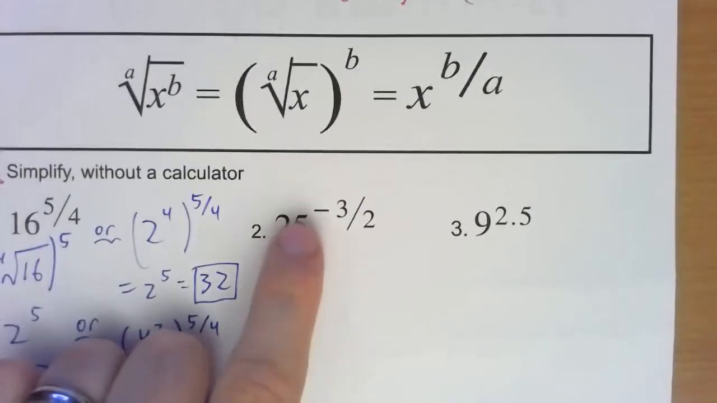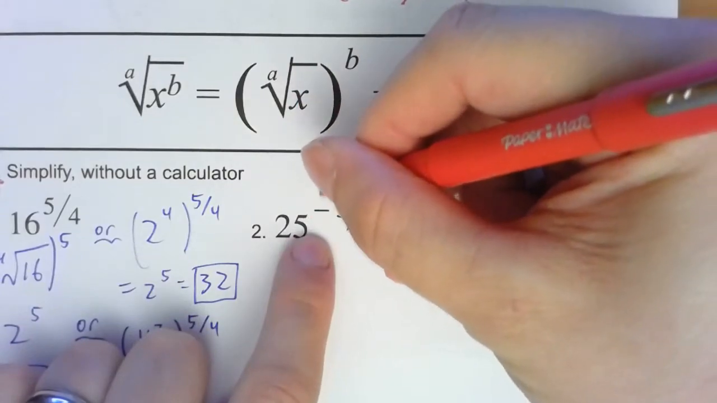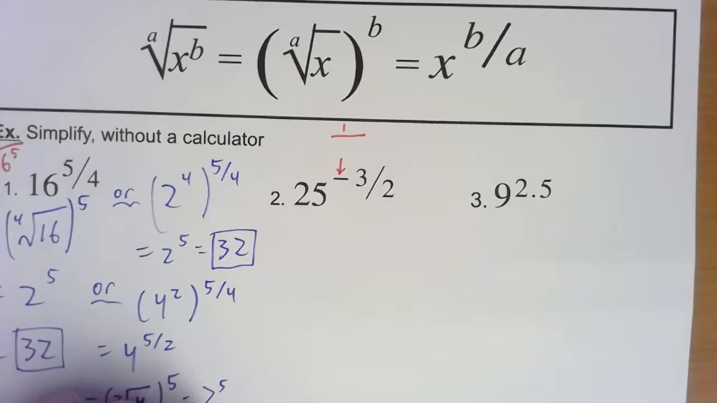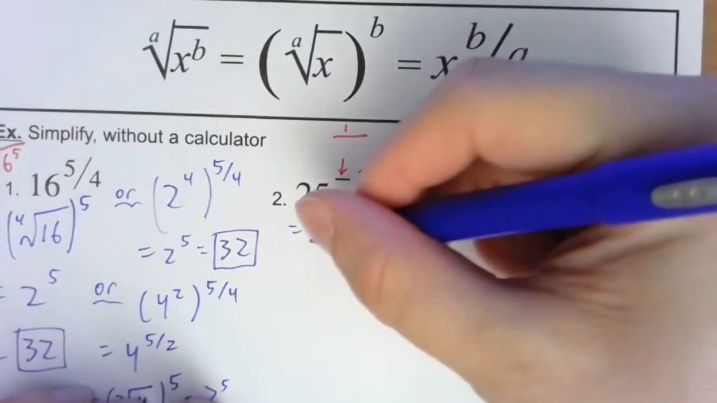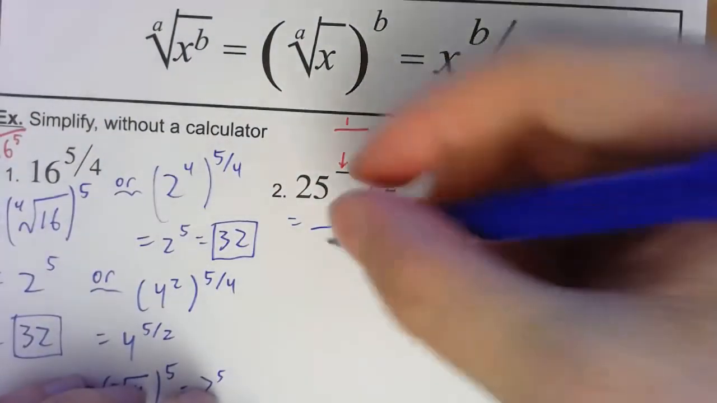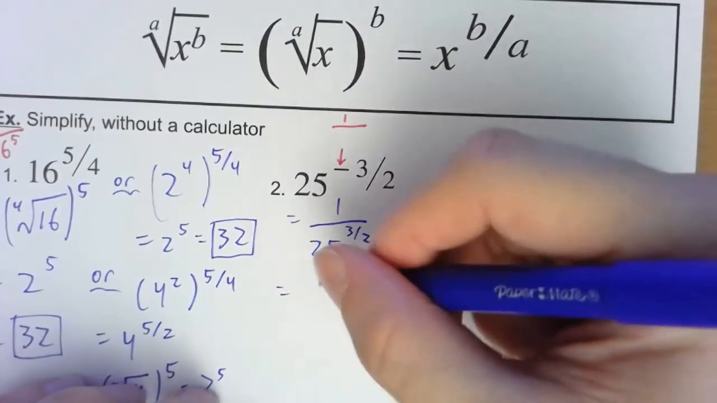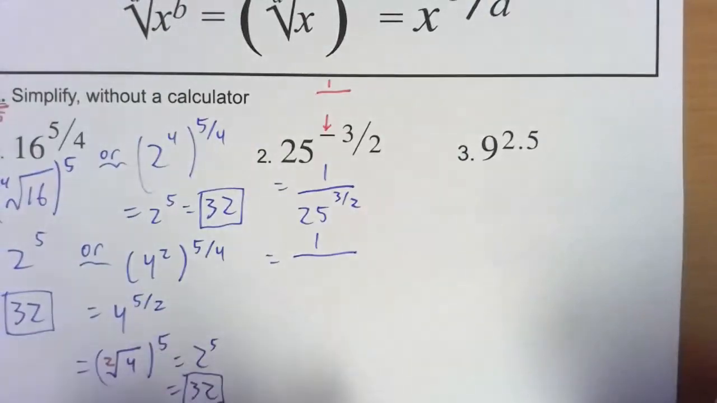Okay. So now let's say we want to look at this one. The first thing we want to notice is we've got a negative exponent. Right? Negative exponent, of course, makes fractions. So because of that negative, I'm going to have a 1 over here. Okay? So this is 1 over 25 to the 3 halves. If you wanted to skip that step and go right to this next step, you could.